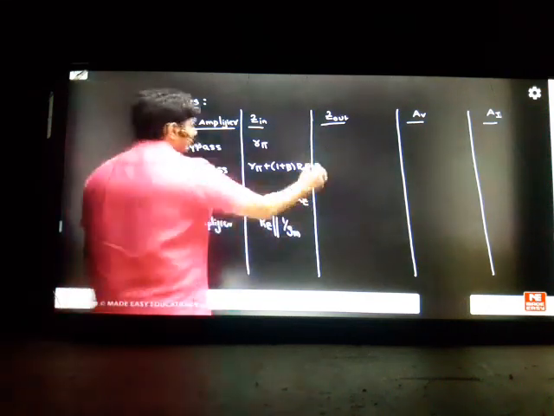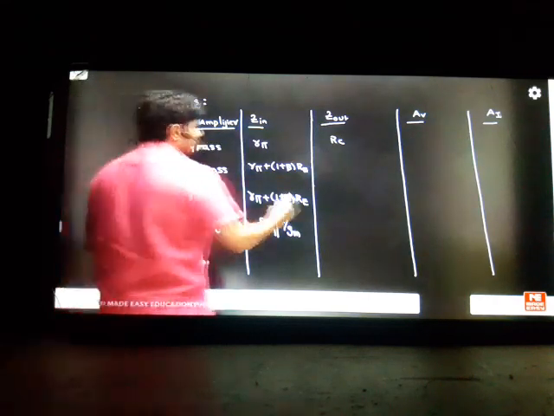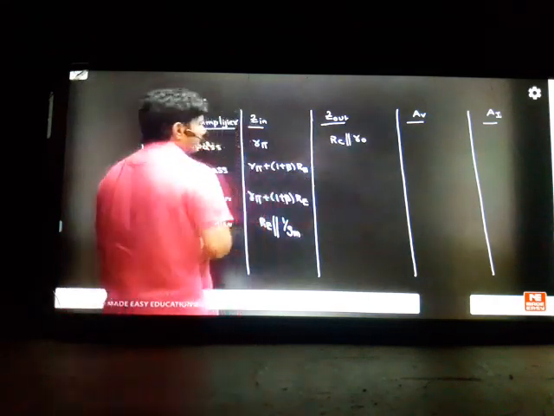Next one, output impedance. If you see this answer, you can take it as RC. If you don't consider R naught, only RC will be there. If it is a common emitter unbypass, and you take R naught also into consideration, RC parallel to R naught will be the answer.